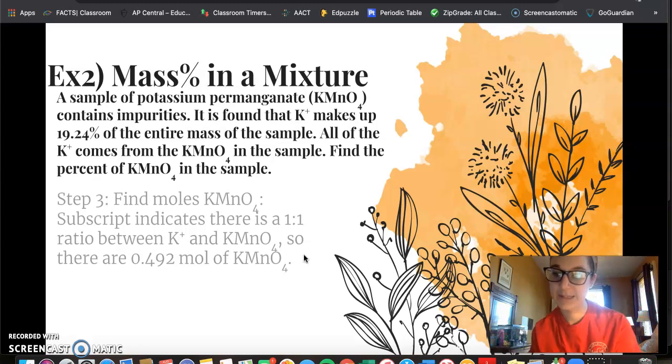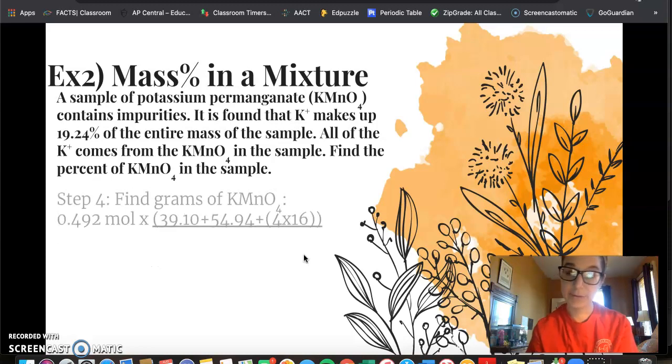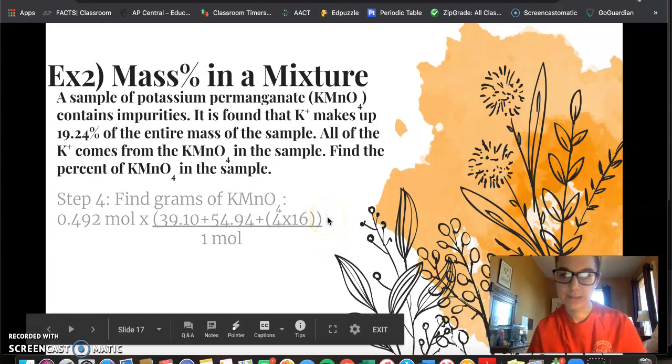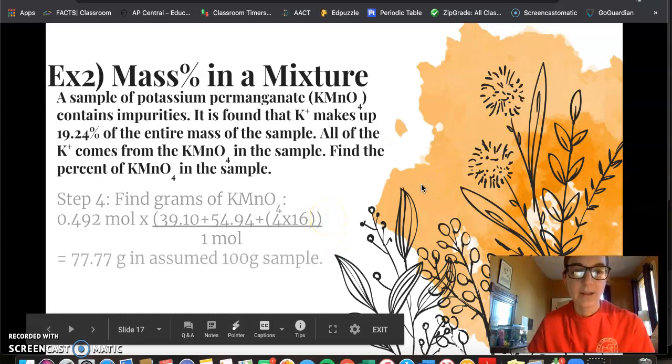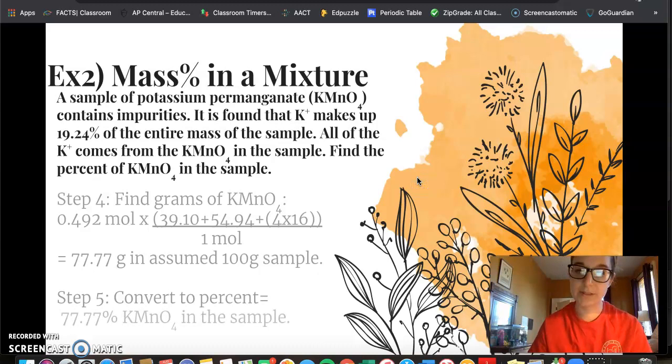Now we can find the grams of potassium permanganate that 0.492 moles would be. We convert that 0.492 moles into grams by multiplying by molar mass. That should say grams up here, missing my unit. Then we find that there are 77.77 grams in the assumed 100-gram sample. So the percent of potassium permanganate in the sample is 77.77%, or 77.8%, however you want to round it.